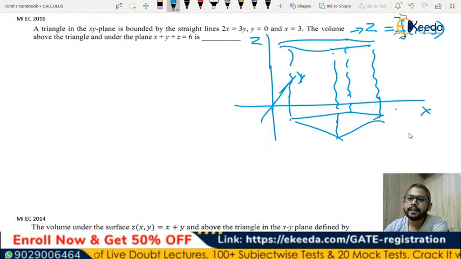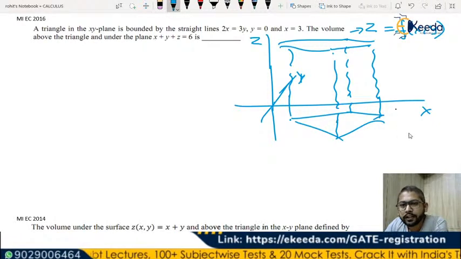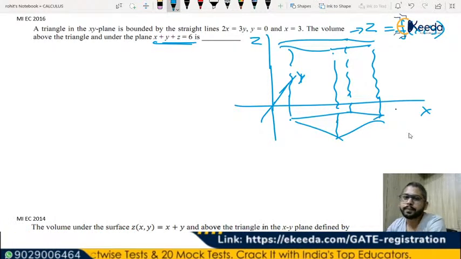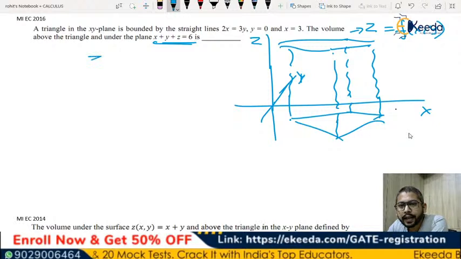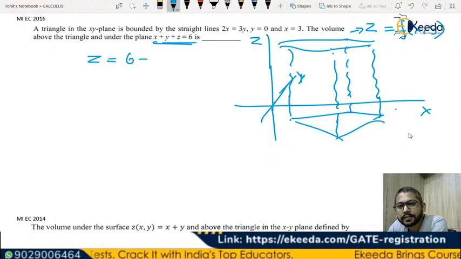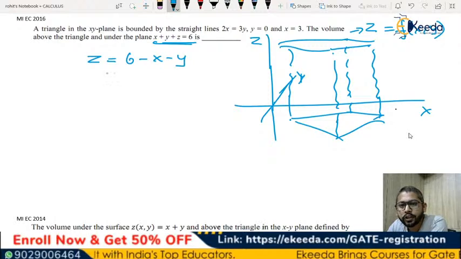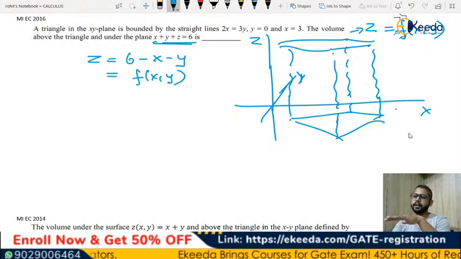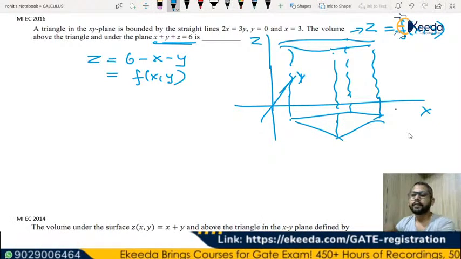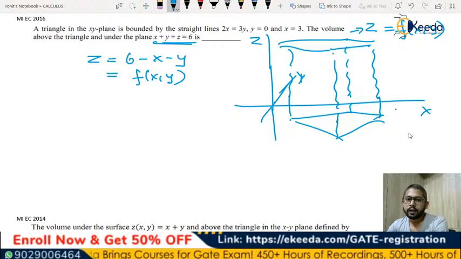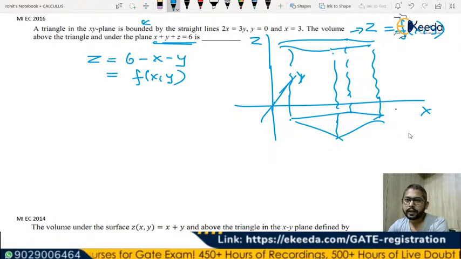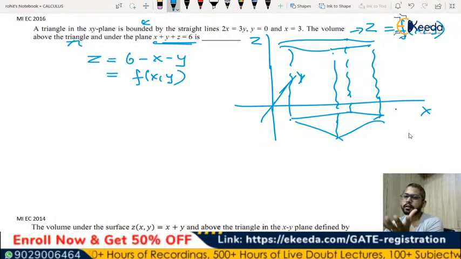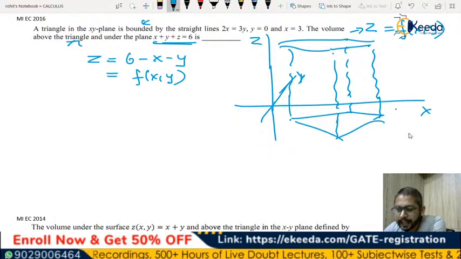In this case, the equation of the plane is that surface. Plane is a surface, and this plane can be rewritten as z equal to 6 minus x minus y, right? So do you see this is a function of x, y above the xy plane? Now if you have to find the volume of a triangle in the xy plane, the volume above the triangle, right? So you have to find the volume of this. So what will you see in the xy plane?